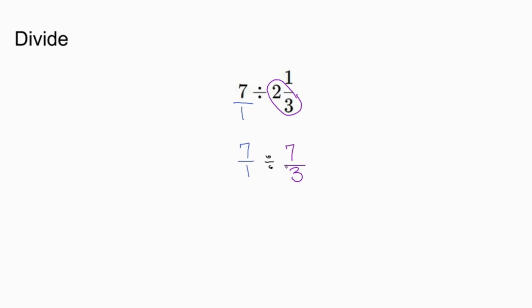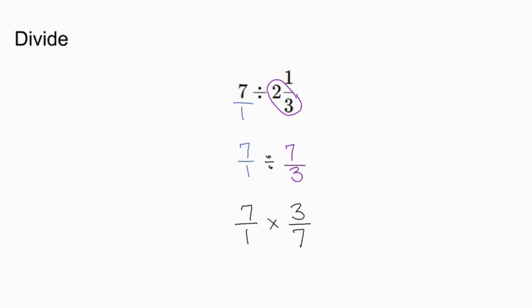Whenever we do a fraction divided by a fraction, we use the rule keep, change, flip. What does that mean? Well, that means keep the first fraction of 7 over 1, change divided by to multiplication, and flip 7 over 3 to 3 over 7. Now we're multiplying two fractions.